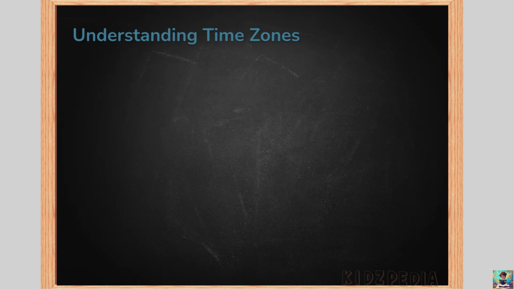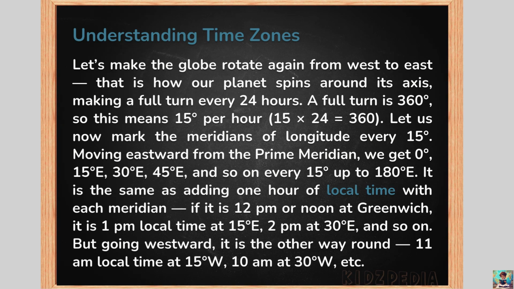Understanding time zones. Let's make the globe rotate again from west to east. That is how our planet spins around its axis, making a full turn every 24 hours. A full turn is 360 degrees. So this means 15 degrees per hour. 15 into 24 equals 360. Let us now mark the meridians of longitude every 15 degrees.